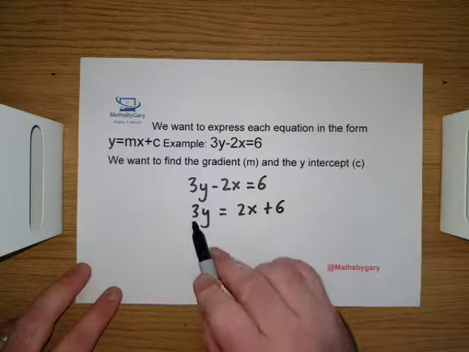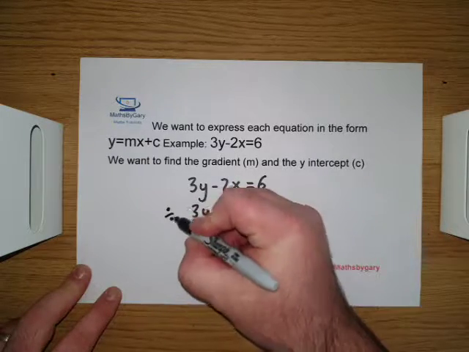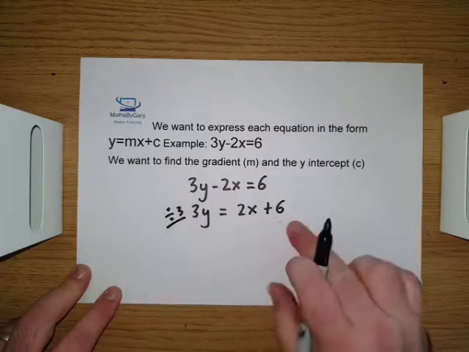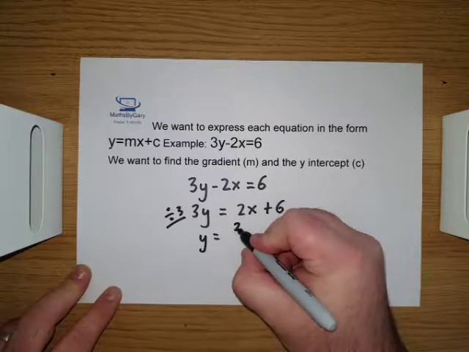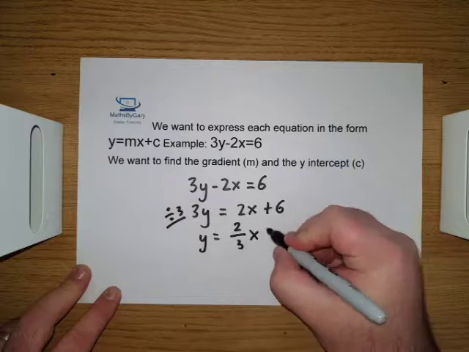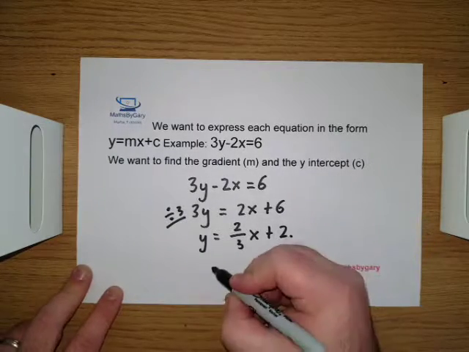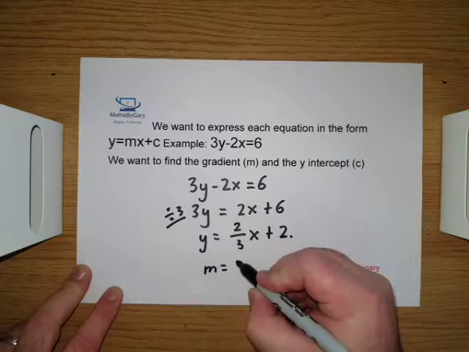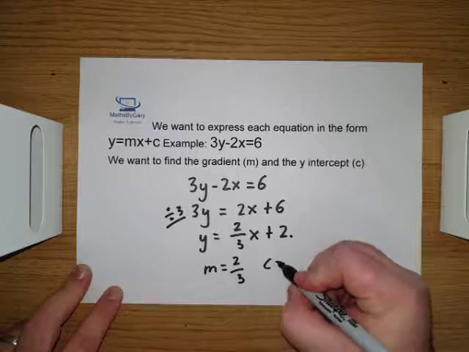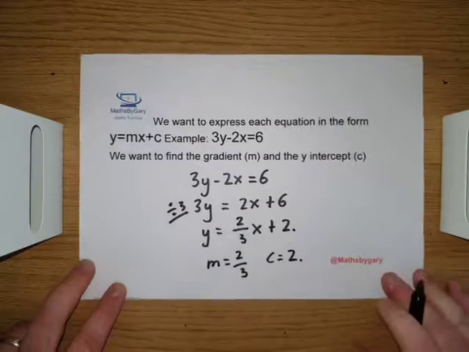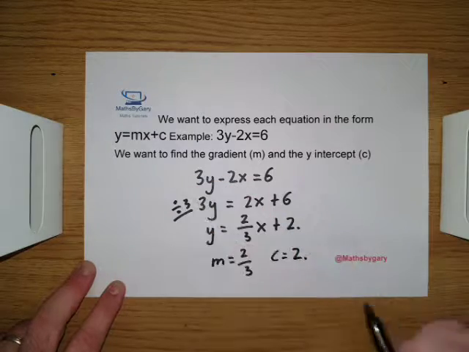Now we have 3y, but we want y. So if we divide by 3, everything must be divided by 3. We then have y equals 2 over 3 x plus 6 divided by 3 gives 2. So now the gradient m is 2 over 3 and the intercept c is 2. And there you have it. That's some examples of how to put each equation in the form y equals mx plus c.